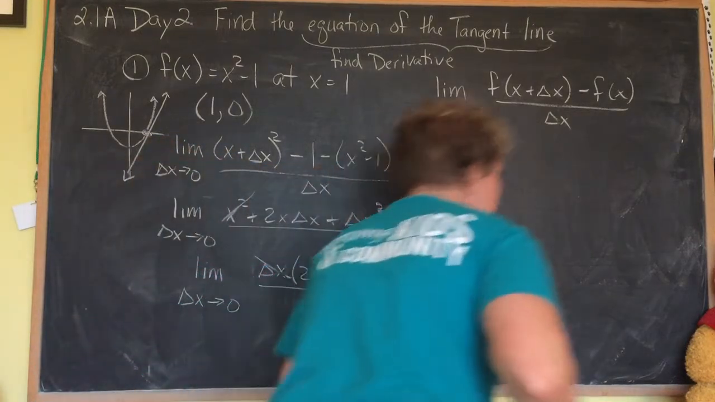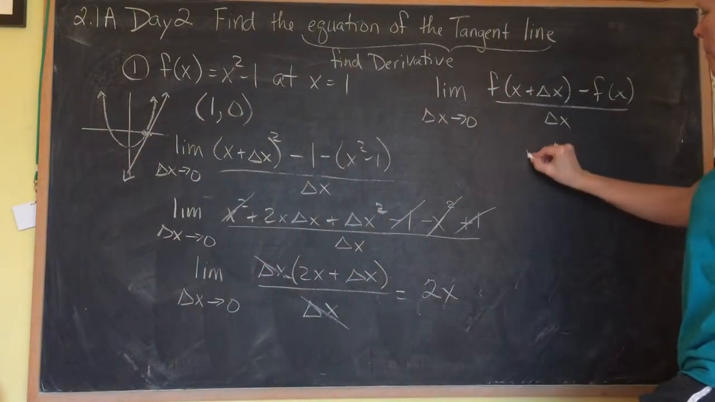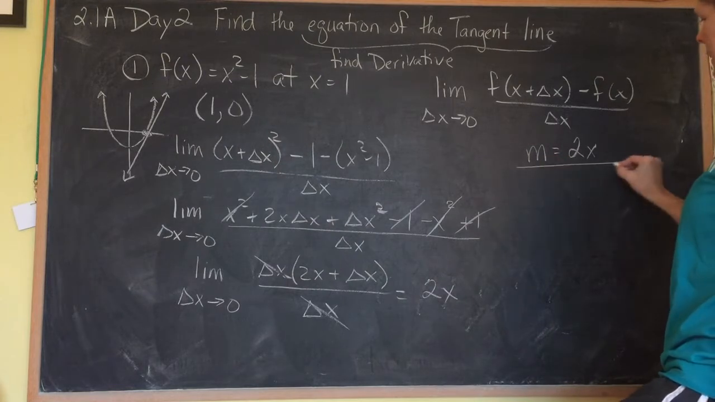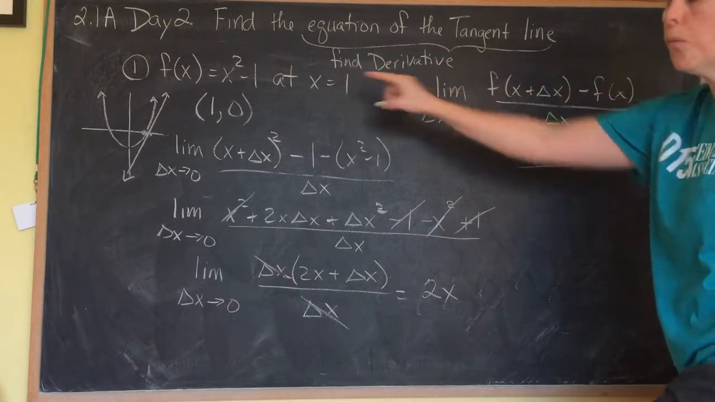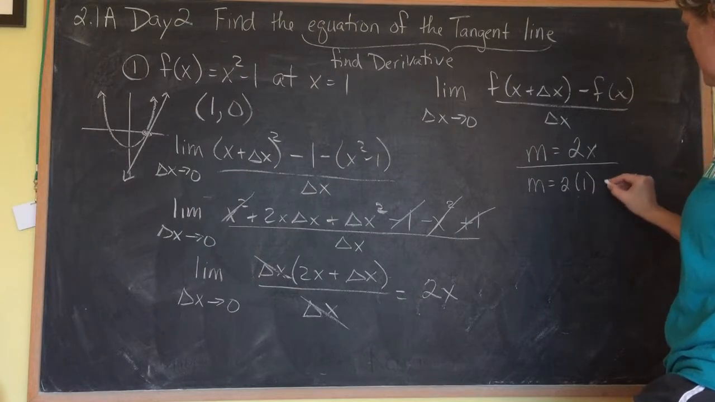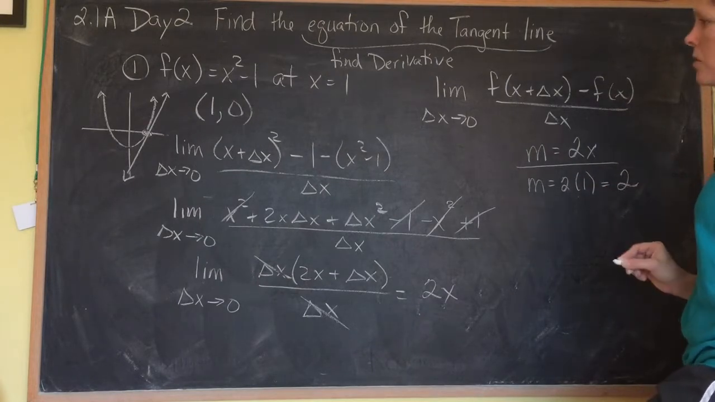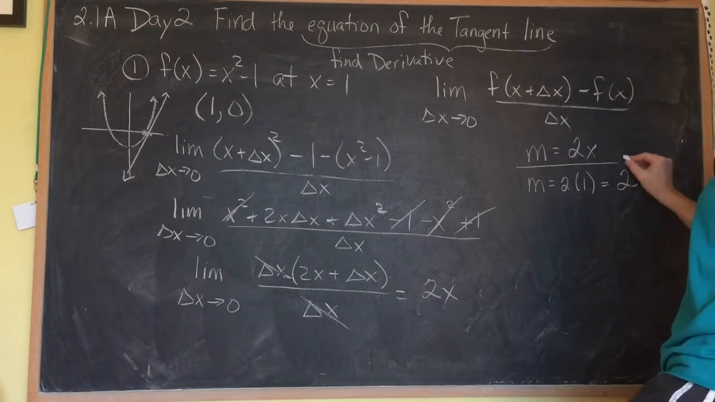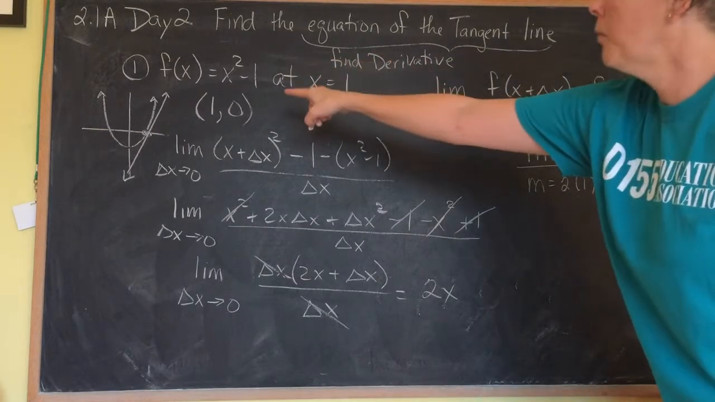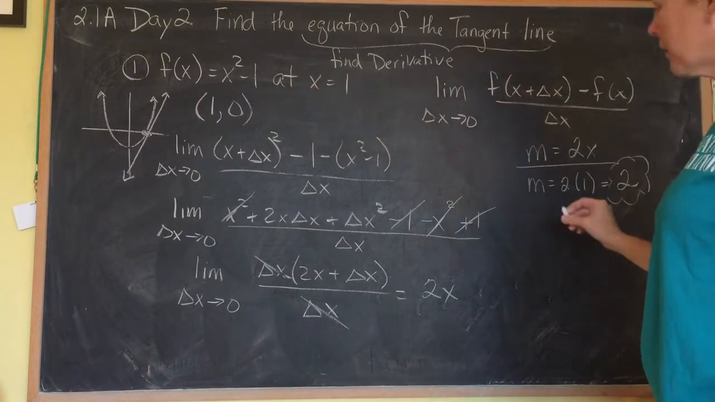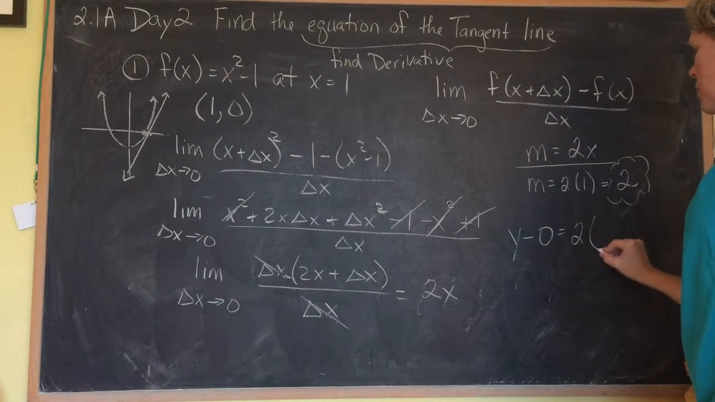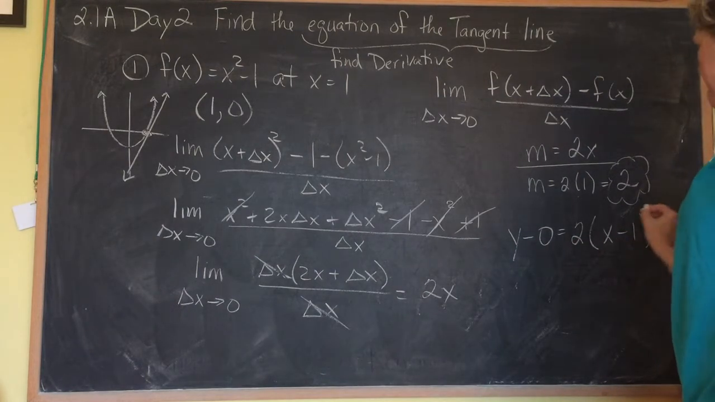All right, so that means that my slope anywhere along the curve is 2x. But I want it specifically at 1. So now I have the slope of the curve, which doubles as the slope of the tangent line. I have the point from the tangent line. Now I can write slope-intercept form. So y minus 0 is equal to 2 times x minus 1.